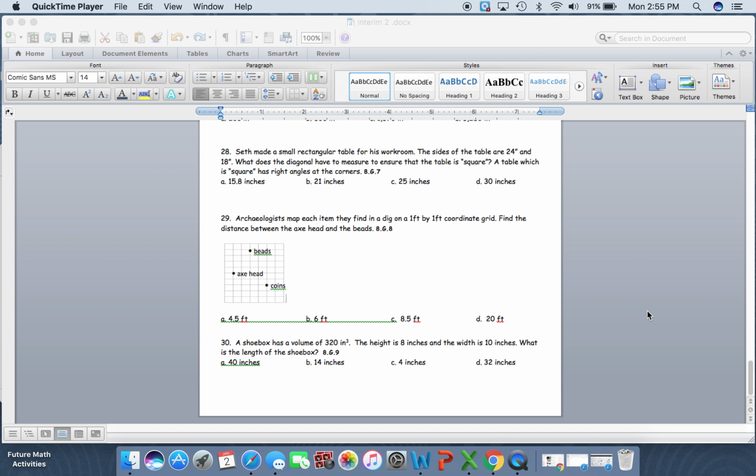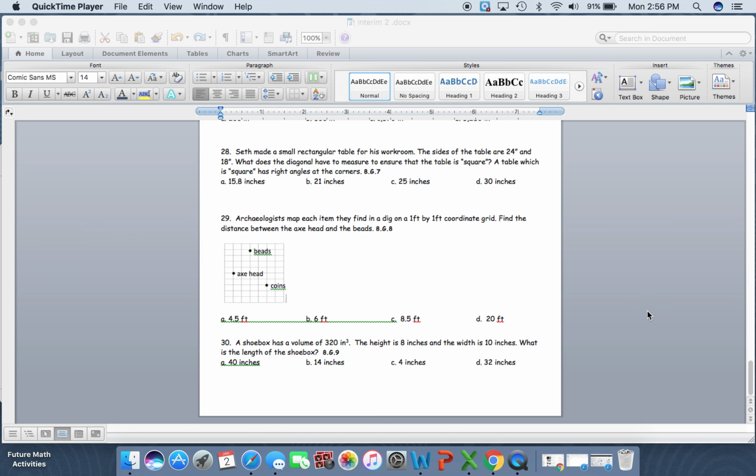Number 29. Archaeologists map each item they find in a dig on a 1 foot by 1 foot coordinate grid. Find the distance between the axe head and the beads. A. 4.5 feet, B. 6 feet, C. 8.5 feet, D. 20 feet.